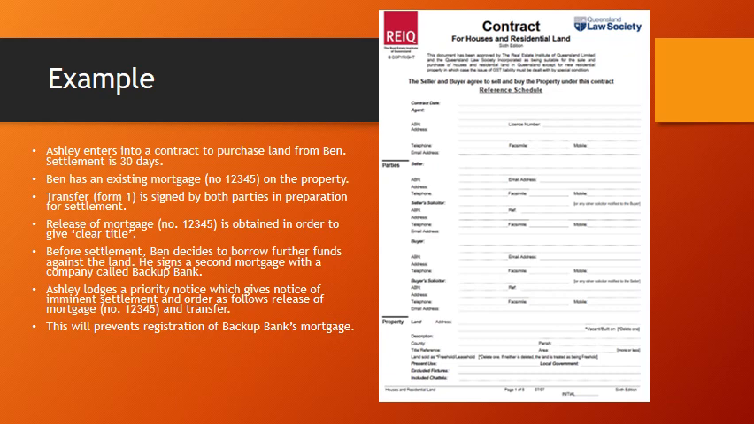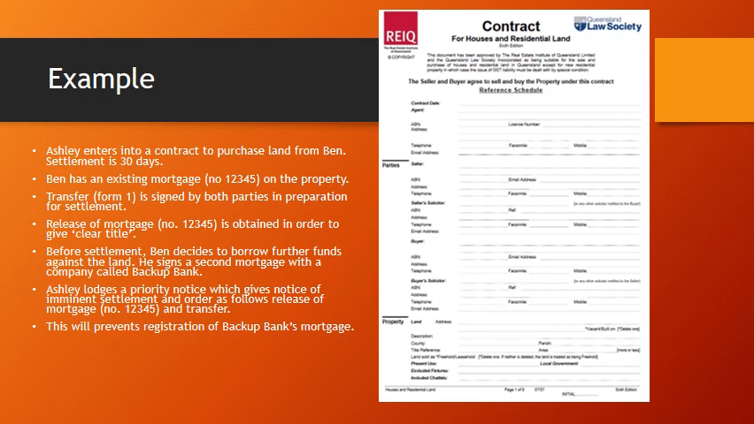However, we've also got to have this release of mortgage, because the existing mortgage that Ben has needs to come off the title, because Ashley doesn't want to go onto the title and be subject to Ben's previous mortgage, right? So there's another document called a release of mortgage, which is an instrument, as we now know, that needs to be lodged as well. When that document's lodged, it will have the effect of removing the mortgage number 1, 2, 3, 4, 5 on the property, and therefore allowing clear title for the transfer to go on.